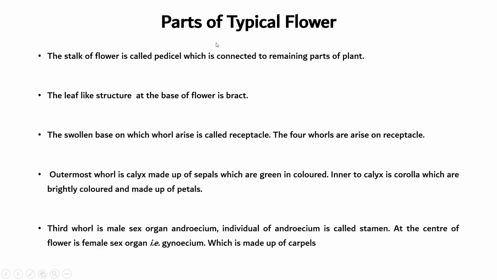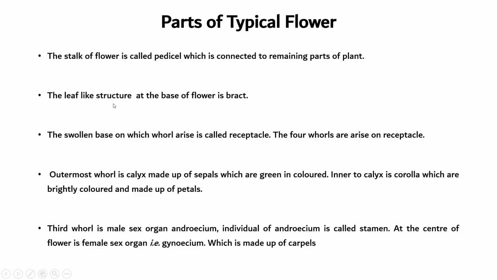Now let us see what are the different parts of the reproductive structure of a flower. If you observe the typical flower or take the LS, longitudinal section of the flower, first of all the stalk of the flower is called pedicel, which is connected to the remaining parts of the plant. In some plants there is no stalk. Those flowers are called sessile. But most angiospermic flowers show the presence of a stalk. It is called pedicel.